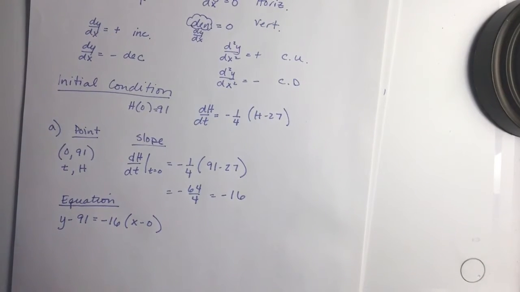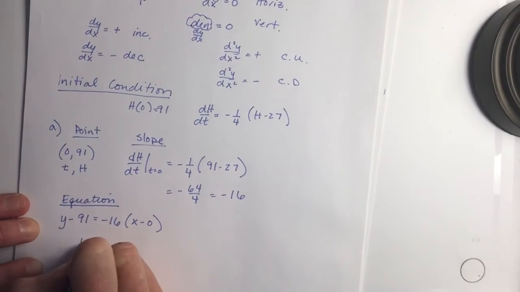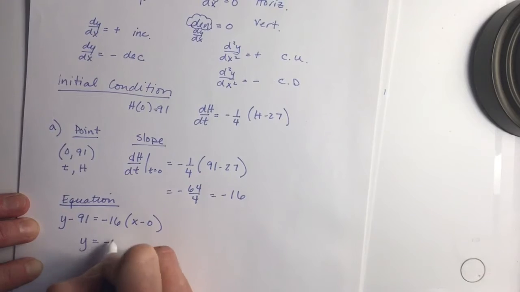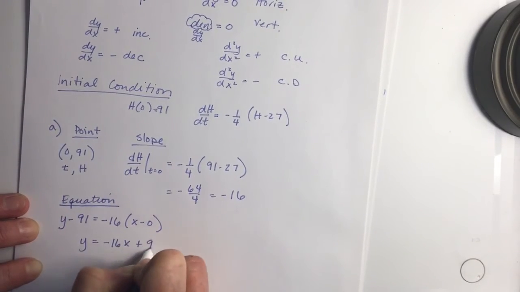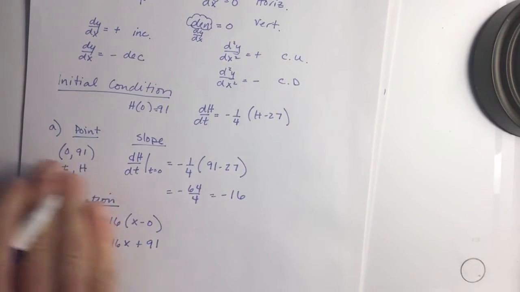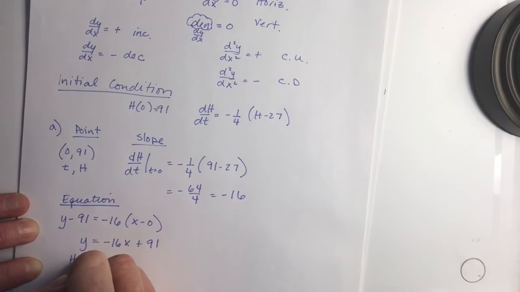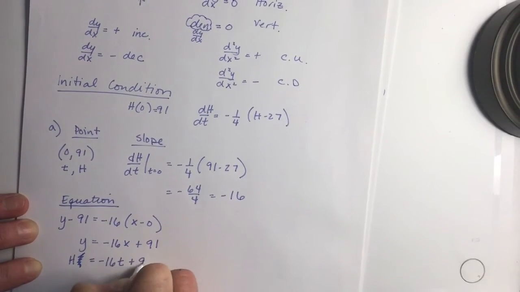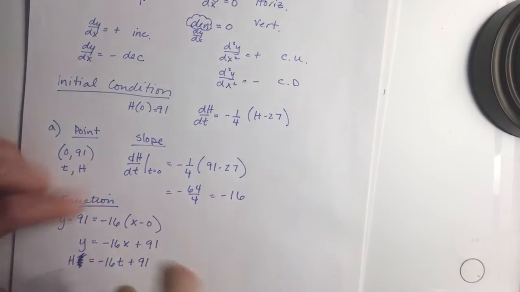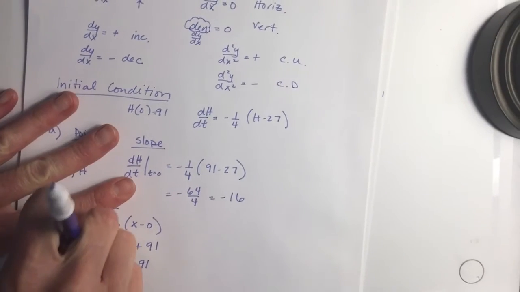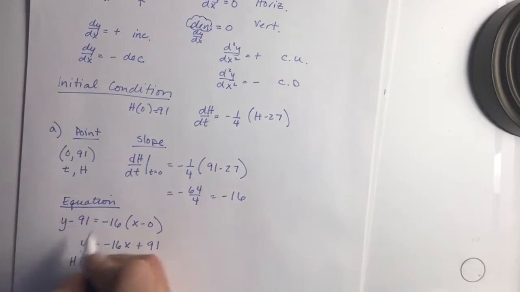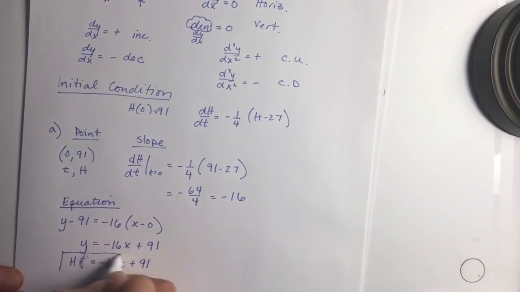I don't know, but I'm going to add my 91 over. So now I have negative 16x plus 91. And then I'm just going to convert it to h and t just to be on the safe side. So I'm going to say h is equal to negative 16t plus 91. I was going to put in h of t, but I don't think I want to do that. I think I'll just make it h.